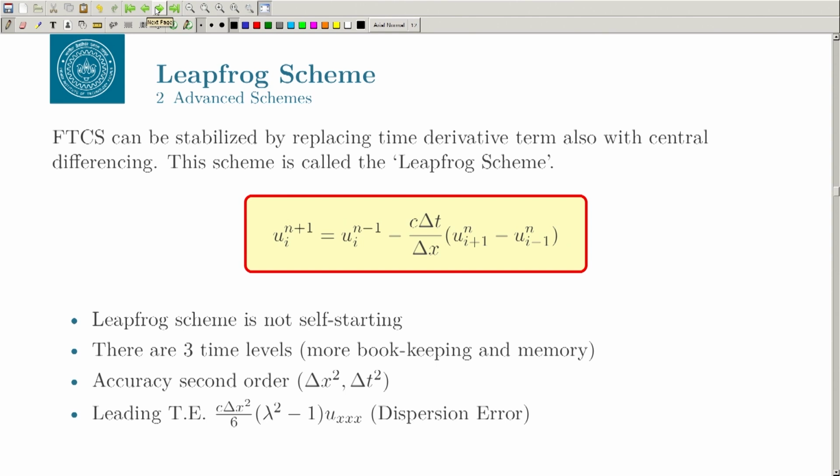So, how do we take a leap? It is also a variant of the FTCS scheme. In the FTCS scheme, we have u_i^(n+1) is equal to u_i^n minus lambda by 2 times (u_(i+1)^n minus u_(i-1)^n), right. So, this is unstable.